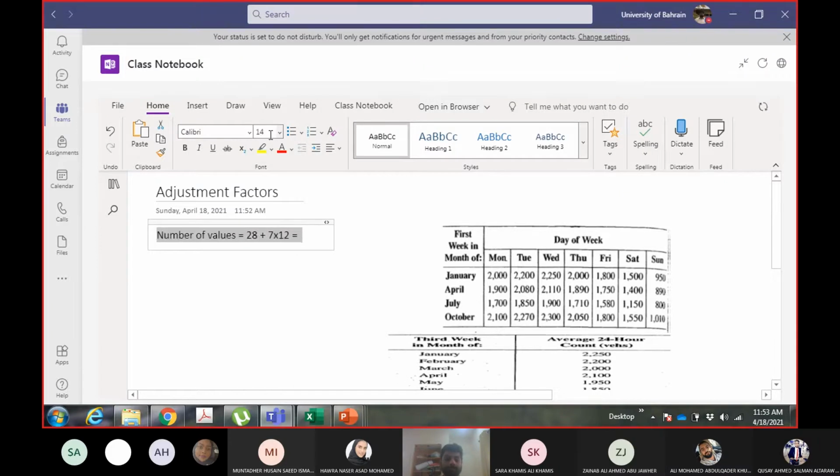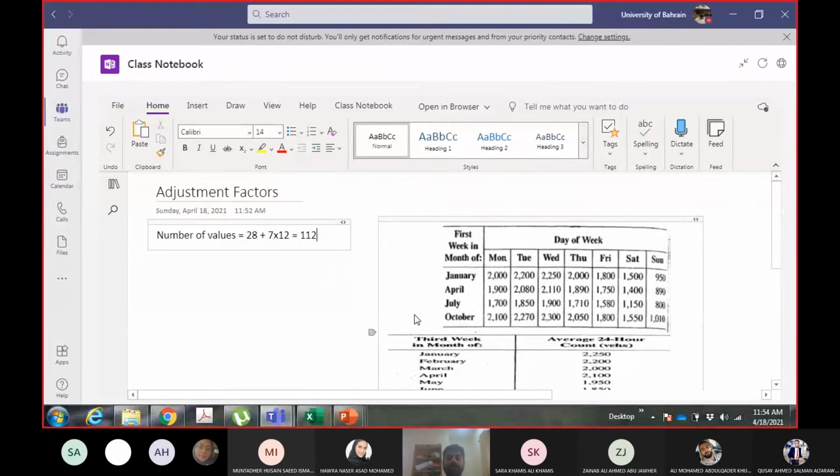$96. Sorry, say again. 96. 96 total? 112. 100. So it's basically 100 plus 90, 28 plus 96, like this. Anyways, whatever it is, so 112 values. Okay, I have 112 values.